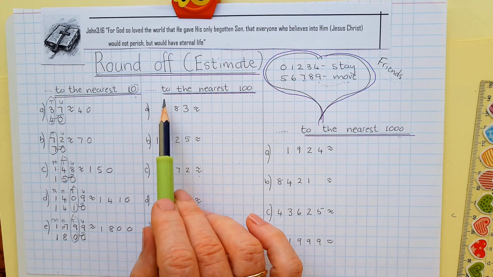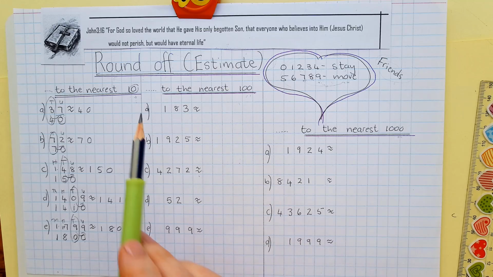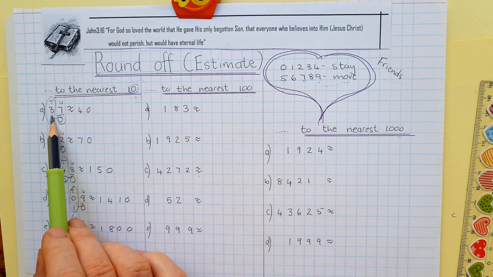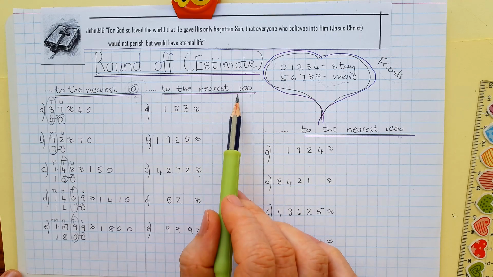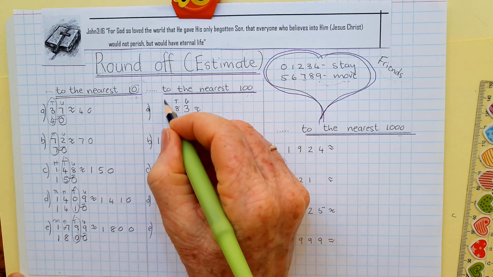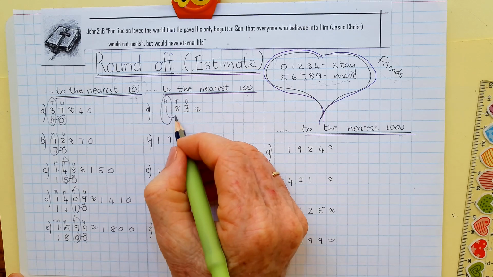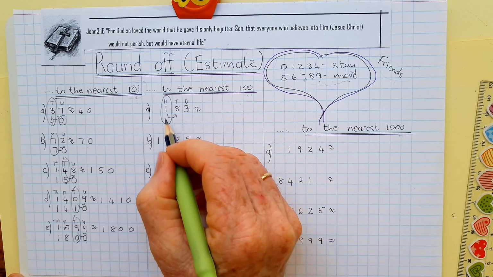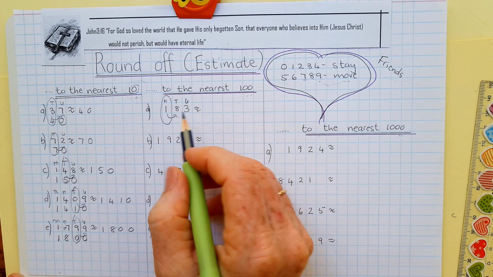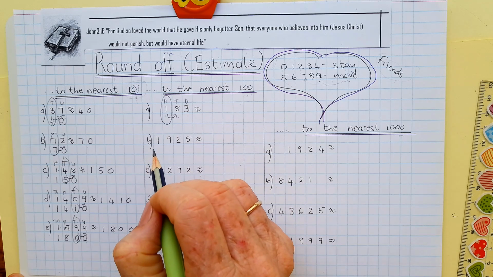Now we're going to round off to the nearest 100. Now remember, in the previous video clip, when I round off to the nearest 10, I circle the tens. Now when I round off to the nearest 100, I circle the hundreds. And I go to my friend just behind me. I don't go to my units, I go to my friend the tens. And I ask, 8, must I stay 1 or must I move to 2?